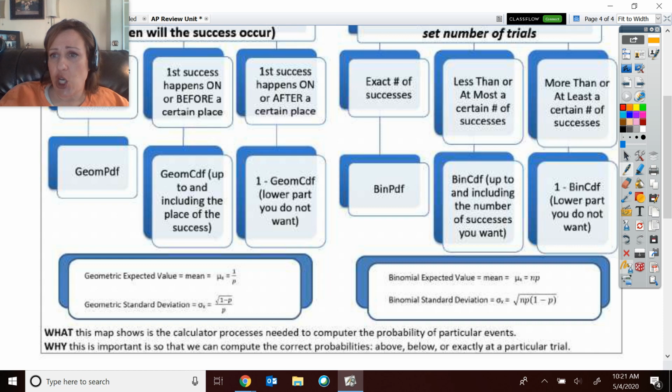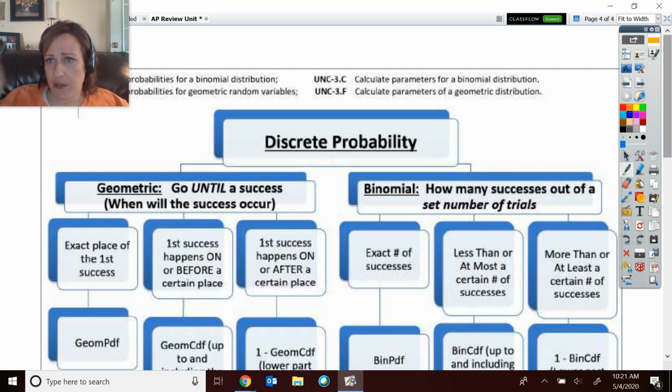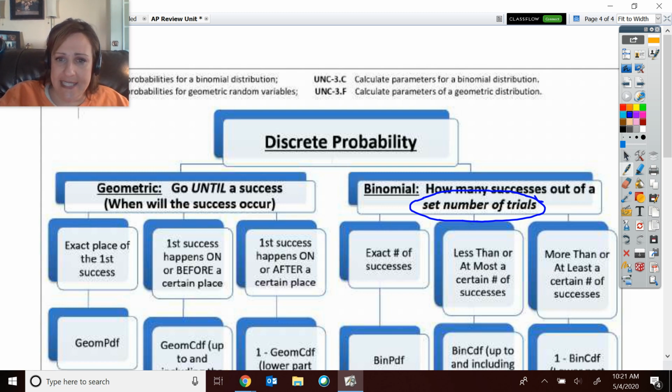All right, let's talk about binomial. Binomial is different. It's not, hey, let's go until this happens. What's the probability you go this many until you find this success? No. Binomial says, hey, look at 10 cars. What's the probability that exactly 3 of them are Japanese? Okay, so that is a set number. Hey, look at 10 cars. Not go until you have a success. Okay, how many successes out of the first number?